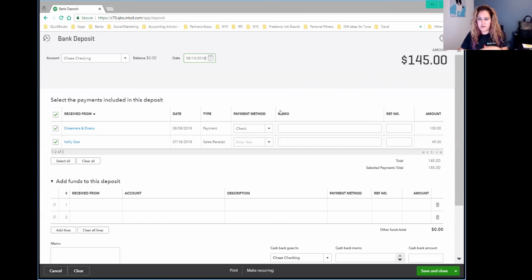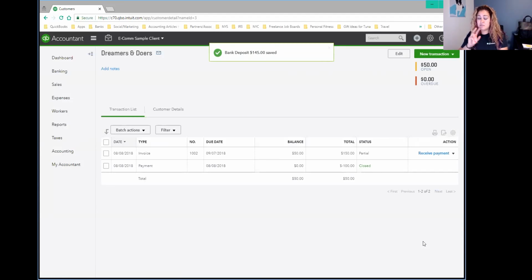Like, we received all our checks for the week. We're closing up shop. This is it, right? And then we're going to save and close. So what that does is it moves $145 on my balance sheet from my drawer, my undeposited funds, into my checking account, right? And then it still says, hey, we only got a partial payment. They still owe us $50, which we know.